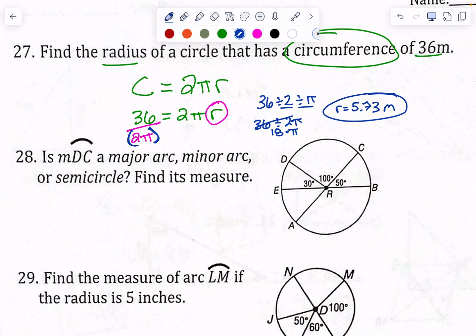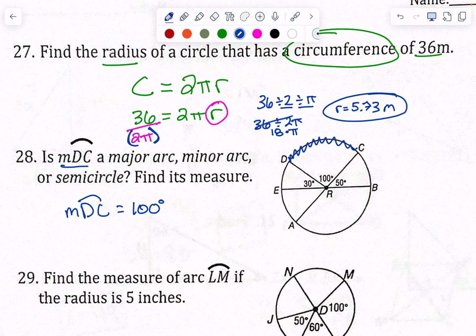Find the measure of DC. That's easy enough. It literally gives us the answer. How big is DC? What is the measure of DC? 100 degrees, right?